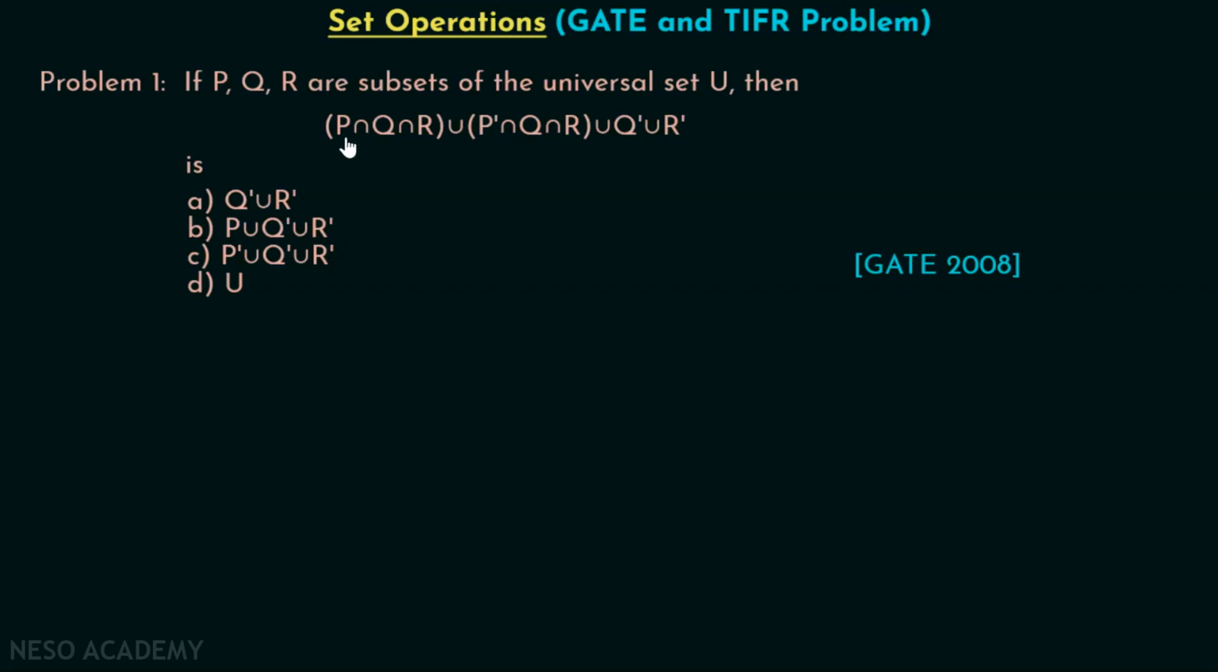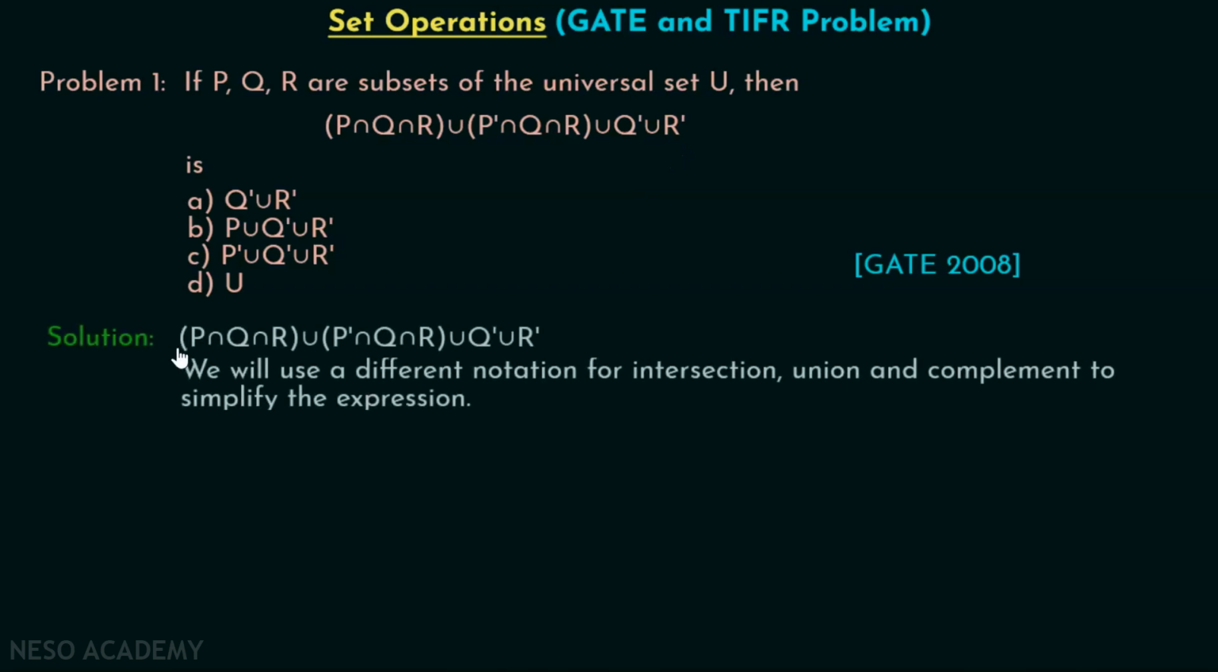Here we have this expression P intersection Q intersection R union P complement intersection Q intersection R union Q complement union R complement. In order to simplify this expression, we will use a different notation for intersection and union. Actually, there is no need of any different notation for complement. We will use dot for intersection and plus for union.